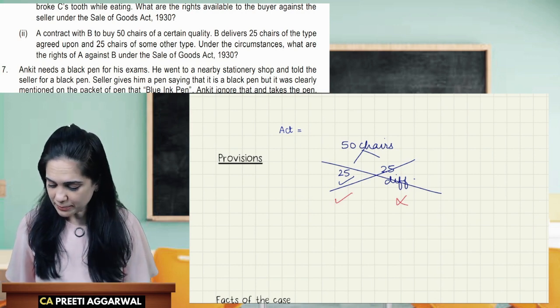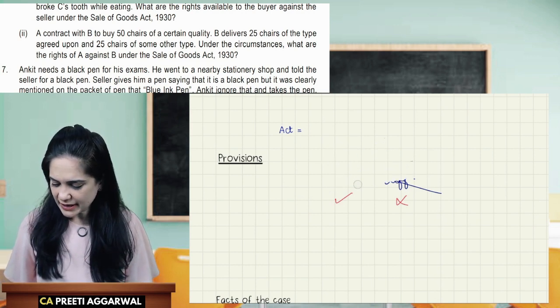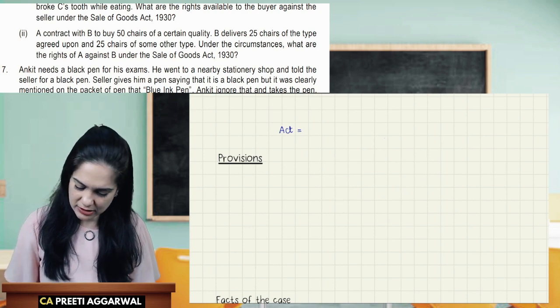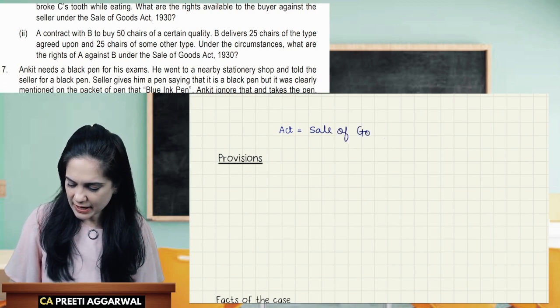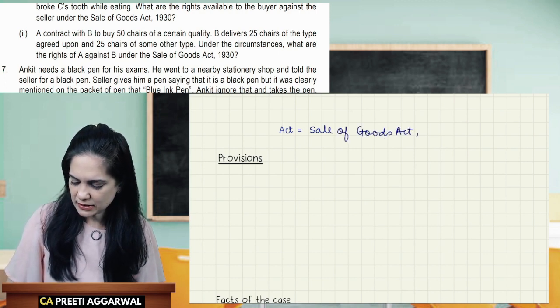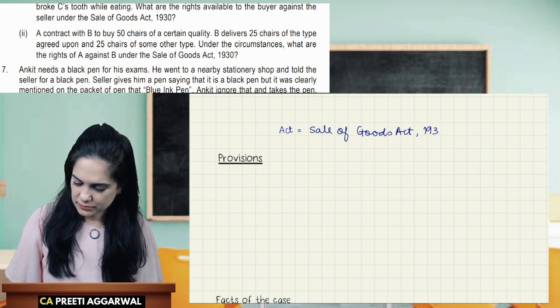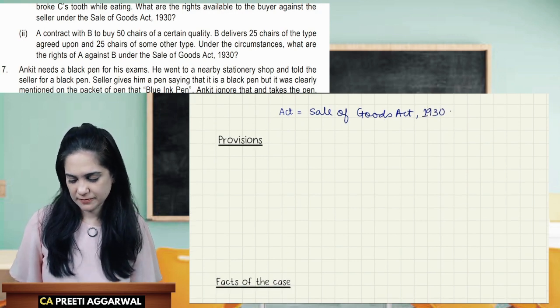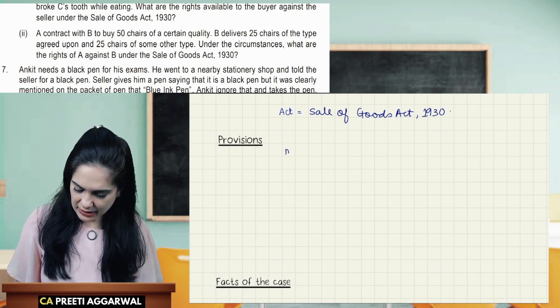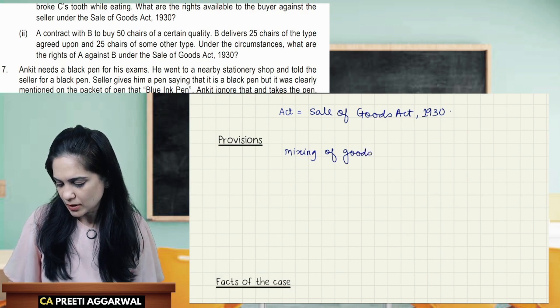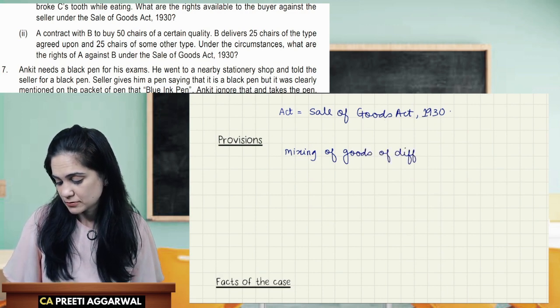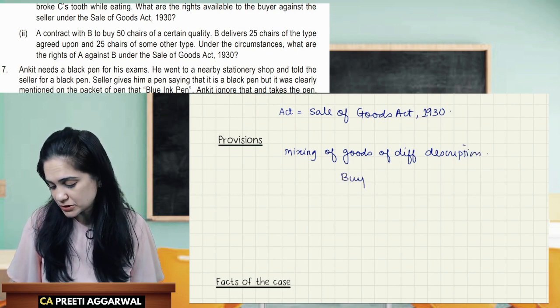Okay. So now what will you write in the provisions part of it? Firstly, we will write that this relates to the Sale of Goods Act 1930. Okay. So we will write that first. Then what will you write in the provisions part? You will say that in case of mixing of goods of different description, buyer has two options. First is reject the whole.